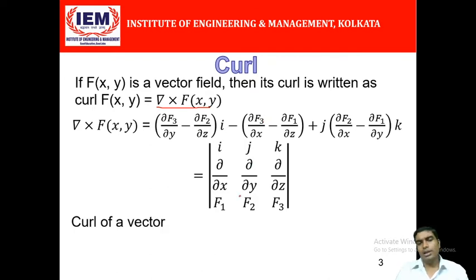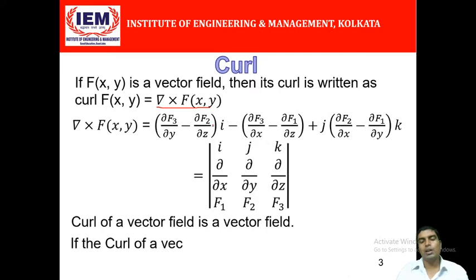Now curl is basically a vector quantity, right? It is a vector field because i, j, k is also present. If the curl of a vector field is 0, then it is called irrotational, because all the components of the vector will also be 0.